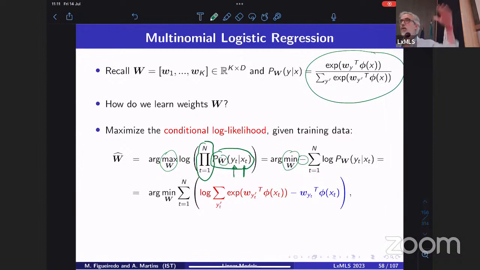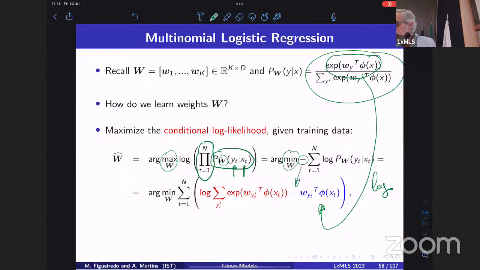The log of a quotient is the difference of the logs. The log of the numerator is easy because the numerator is an exponential, and the log of an exponential is just the exponent. So the log of this part ends up here. It's the exponent, and because there's a minus, it gets a minus there. Then the other part is the log of the denominator. There's nothing I can do, I just write the log of the denominator, because there's nothing I can say about the log of a sum. The log of a product is the sum of the logs, but the log of a sum is the log of the sum. So this part is the log of the denominator.